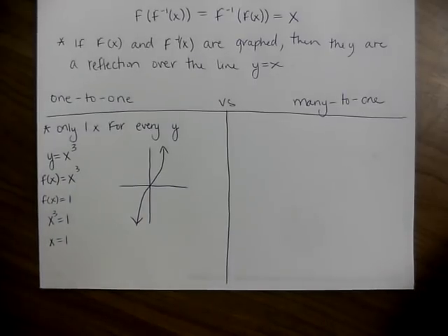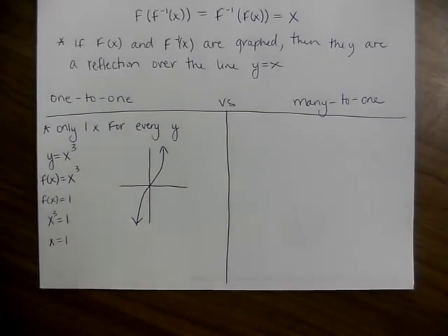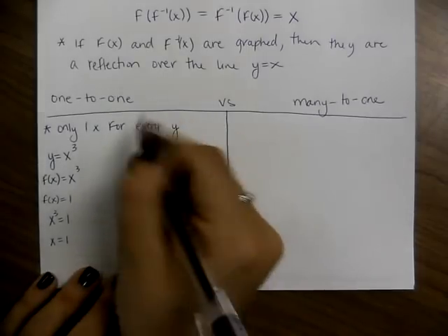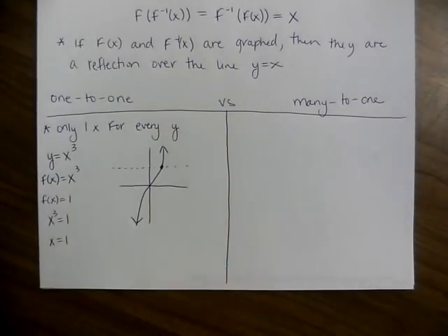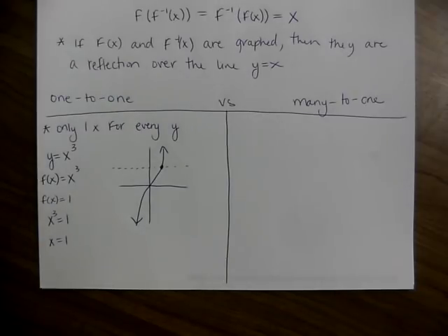An easier way to look at this would be to do the horizontal line test. The horizontal line test is the same exact thing as the vertical line test, in the sense that if it only hits at one point, then it's one-to-one. The only difference is you draw a horizontal line. If I draw a horizontal line anywhere on this graph, I would only touch at one point. That's how you know this is one-to-one.